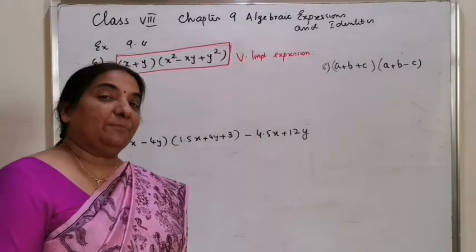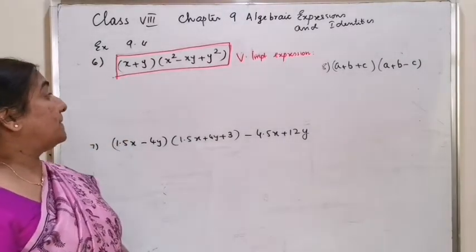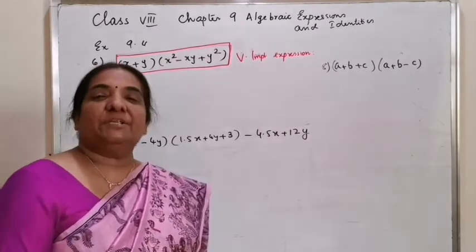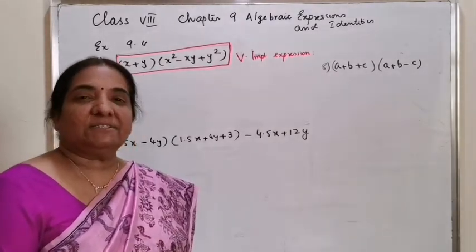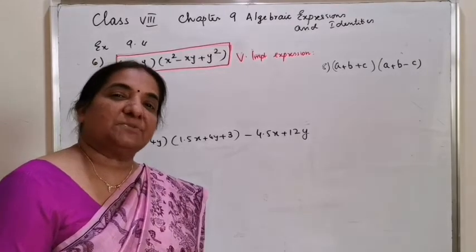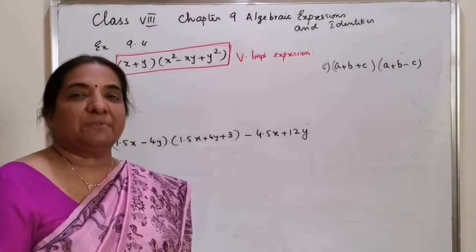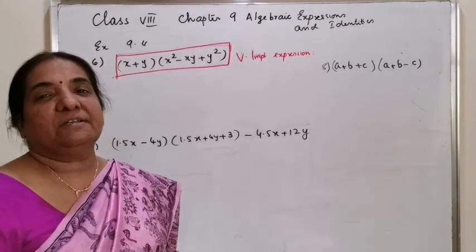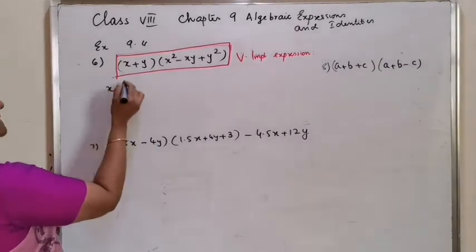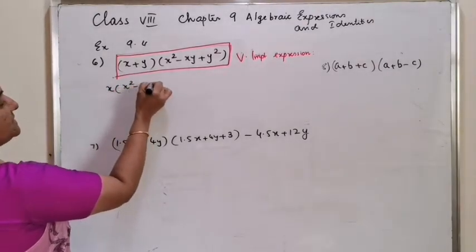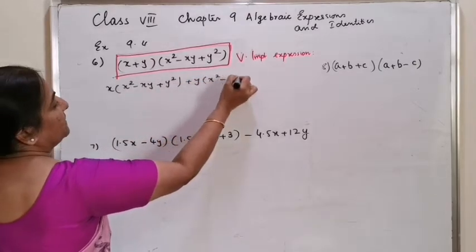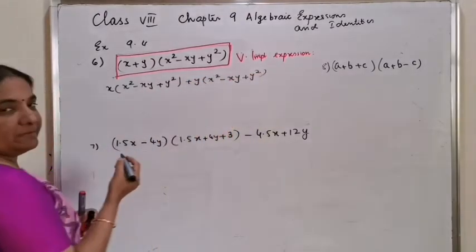Subdivision 6, find the product of x plus y into x square minus xy plus y square. I have written there a very important expression. You need to understand that because it's a very, very important expansion. It is an expansion as well as this expression can be used as a factorization. Let's derive it. x plus y into, that means x into x square minus xy plus y square plus y into x square minus xy plus y square.